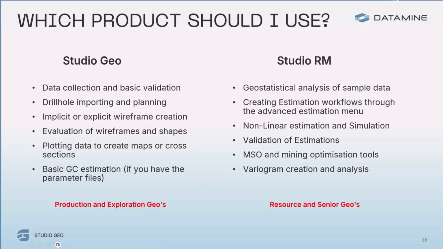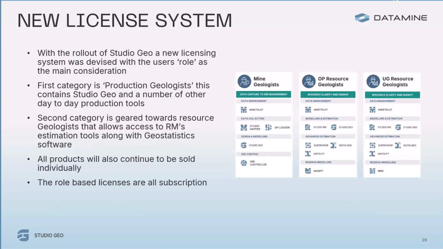Now, just finally, after this, just to touch on this in case anyone's unaware, sorry. This mainly applies to the Australian market. However, I think it is also going out to the international market. And this is a message from the sales team here that wanted me to include this. So we do have a slightly different licensing system, which is basically devised around the user's role as main consideration. So as I've been saying, Studio Geo for production geos and Studio RM for resource geos.